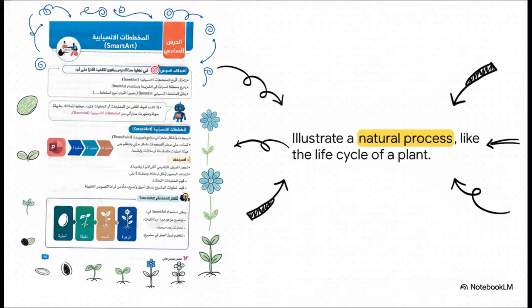So check this out. It's a classic example showing a plant's life cycle. Even if you don't read a single word, you get it, right? You see the seed, the sprout, the plant, the flower, the whole process just flows. You can understand the entire story in like 2 seconds. That is what effective visual communication is all about.